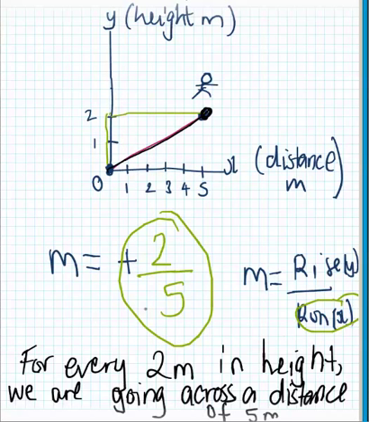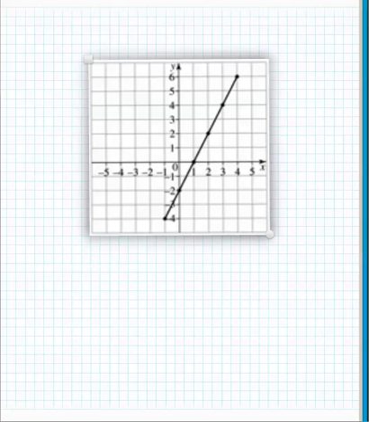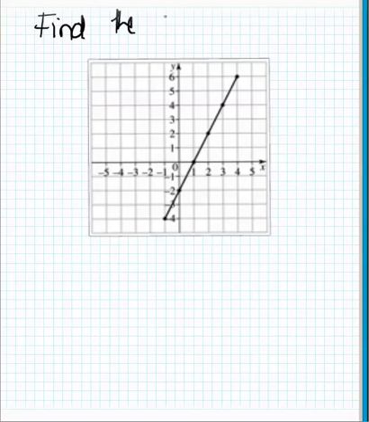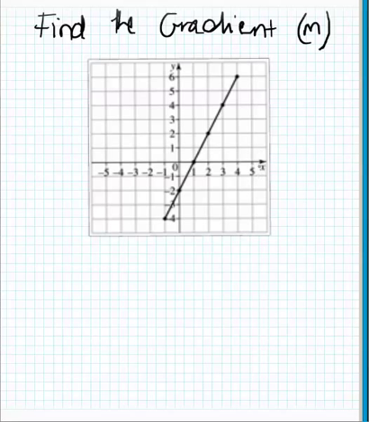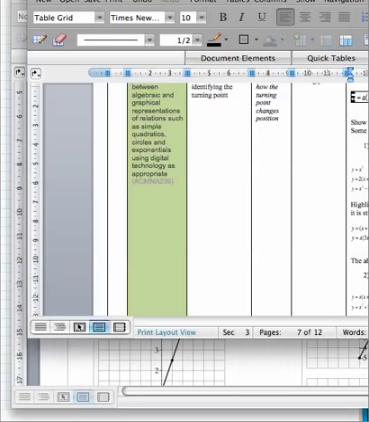Now let's just do a couple of examples where we have to calculate the gradient when given some graphs. So here we have a graph, our y-axis and our x-axis, and there's our line. And the question is, calculate or find the gradient, or what is the gradient? That's what the question is asking us to do. Okay, and we know gradient, the symbol in maths is m. So now we don't have a hill, we have a line, which could be a hill. So to calculate this gradient, our first step is to find 2 points that belong to our line.